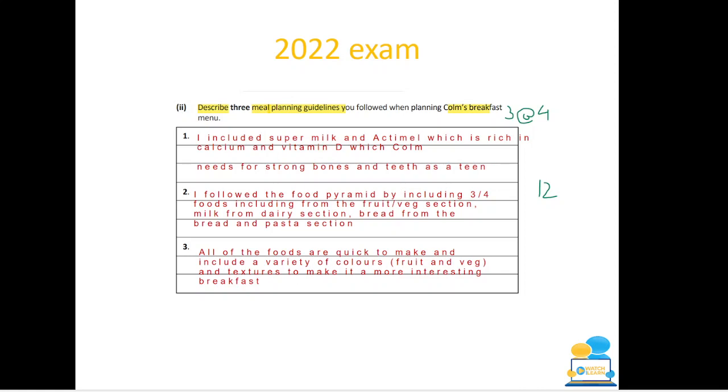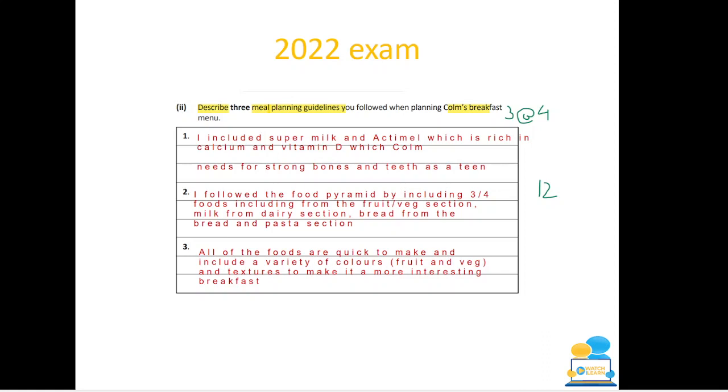Next one, I followed the food pyramid by including 3 out of 4 food groups, including the fruit and veg section. So there's all my fruit there, there's my smashed avocado, milk from the dairy section, bread from the bread and pasta section. Next one. All the foods are quick to make and included a variety of colours, fruit and veg, and textures to make it all a more interesting breakfast. If everything was the same texture and the same colour, it'd be really, really boring, and chances are you wouldn't want to eat breakfast.